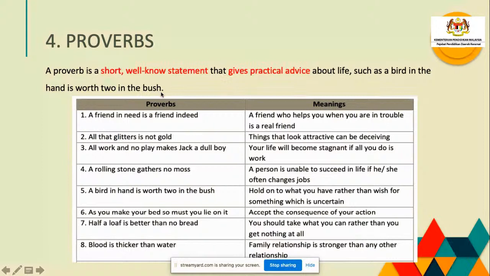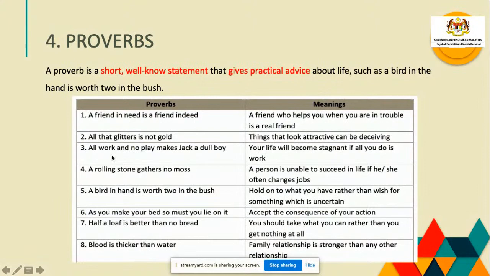Okay, kita tengok yang lain pula, yang famous. Saya hanya senaraikan yang famous saja. Okay, a friend in need is a friend indeed. Selalu dengar kan? Okay, a friend who helps you when you are in trouble is a real friend. Okay, all that glitters is not gold. Things that look attractive can be deceiving. Tak semua yang cantik tu menarik kan? Kadang-kadang dia boleh menipu kita.